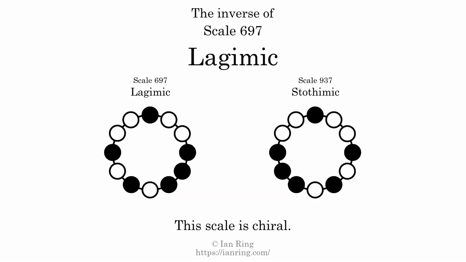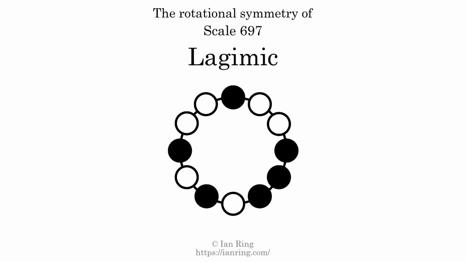The inverse of a scale is a mirror image. It is what you get when the sequence of intervals is reversed. The inverse of this scale is scale 937, also known as stethymic. This scale is chiral. It cannot transform into its inverse by rotational transformation. This scale has no rotational symmetry.